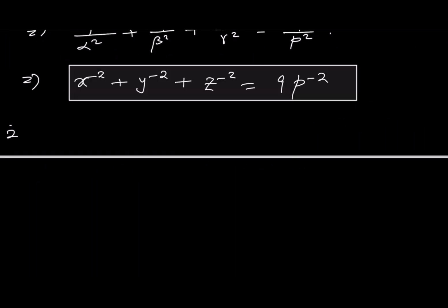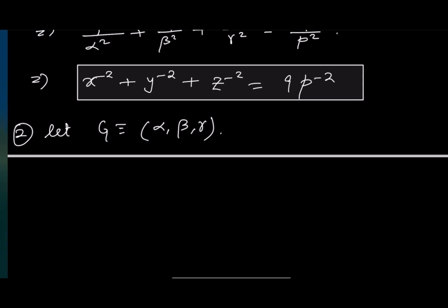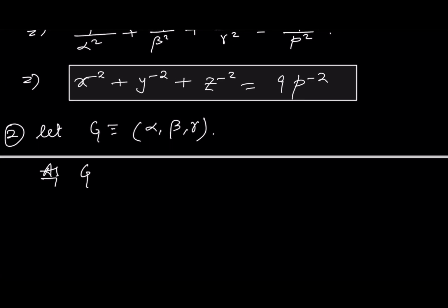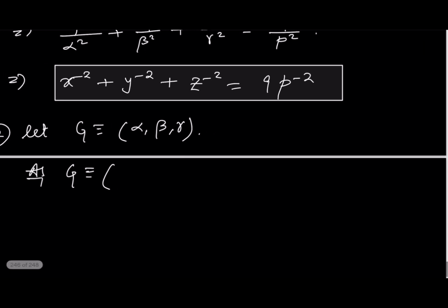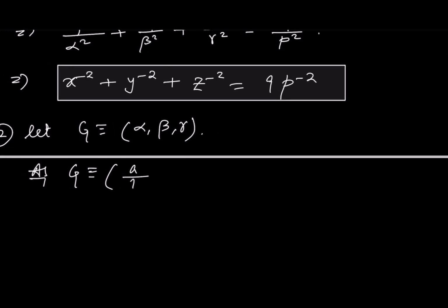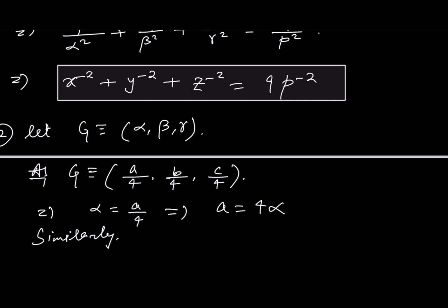Now let the centroid be (alpha, beta, gamma) for tetrahedron OABC. Also the centroid will be (a upon 4, b upon 4, c upon 4) in the case of a tetrahedron, right? So alpha is equal to a by 4, which implies a is equal to 4 alpha. Similarly, b is equal to 4 beta and c is equal to 4 gamma.